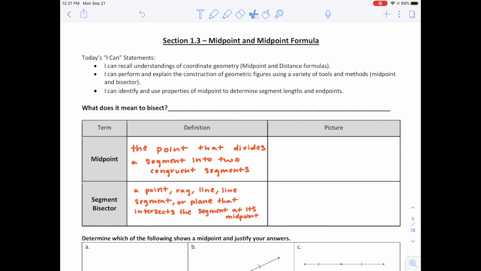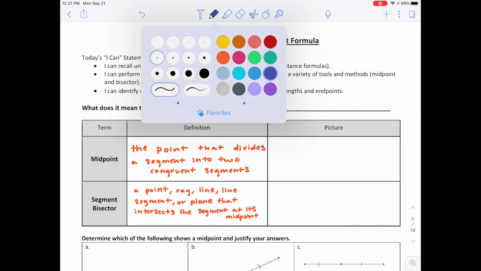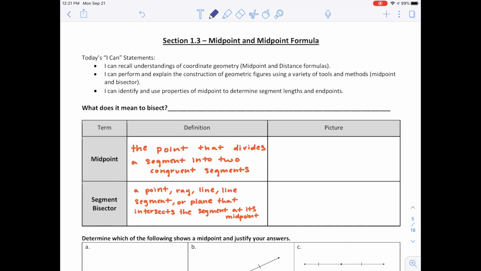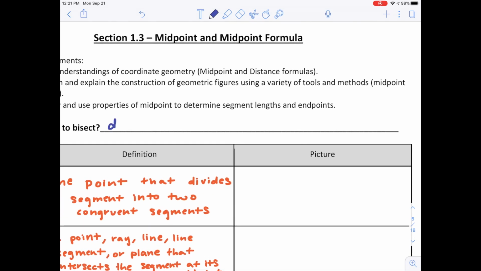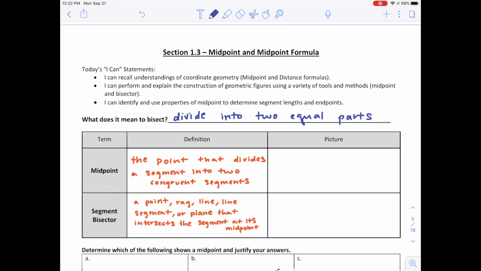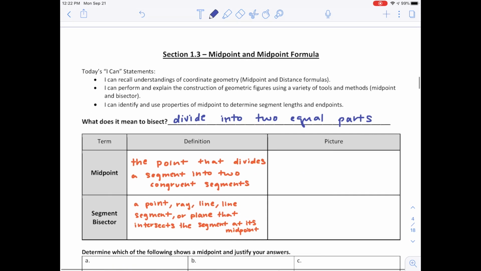So before we get started, we need to cover what bisect means. Bisect is when you divide something into two equal parts. And it's important that we know what bisecting is, because every time you see that in geometry, you're going to have to think two equal parts.